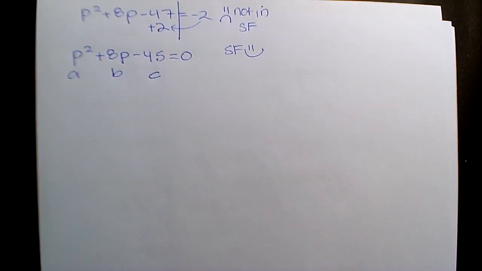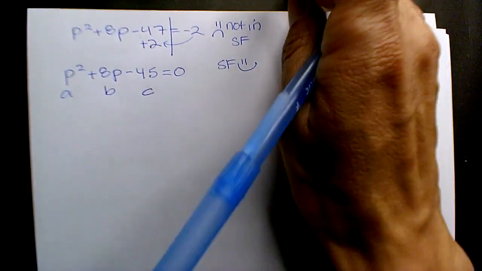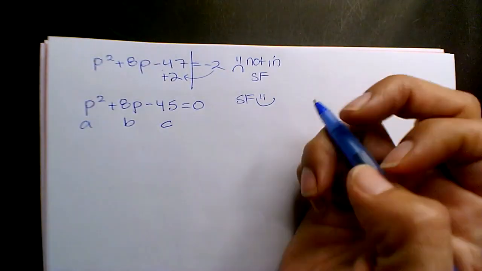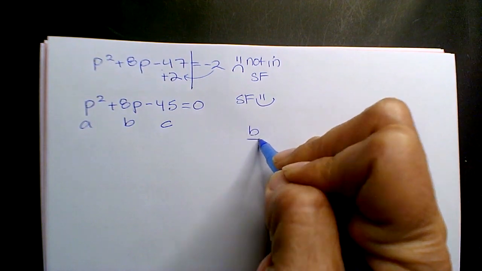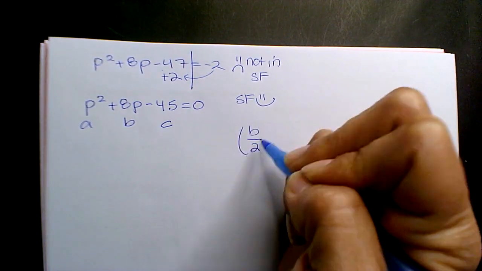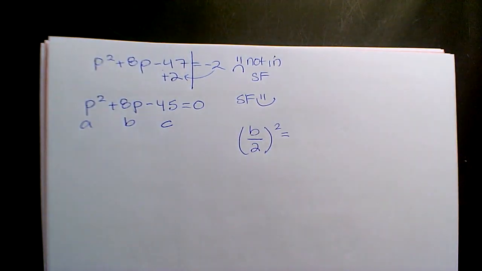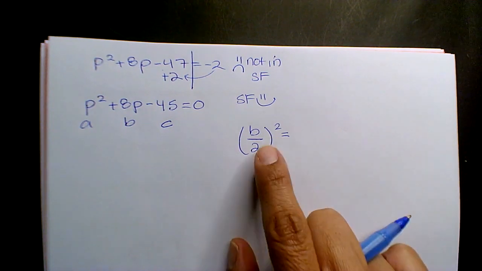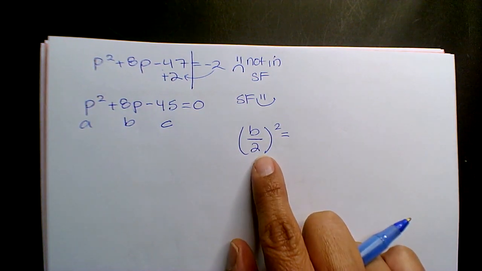Okay. What you're going to do is first get it into standard form. I have that. You're now going to take your B value, divide it by 2, and then square it. Okay? That's what we're going to end up doing. So this is super key.